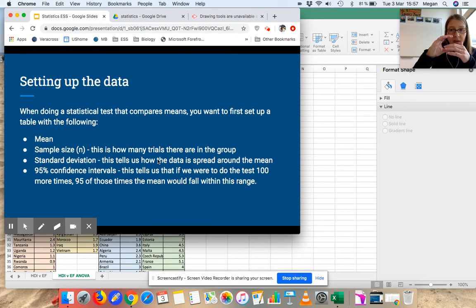Or are all the countries in that group really close to around 5, or are they spread out quite a bit? So a larger standard deviation gives us less reliability in what the mean actually is, whereas a closer one is saying that it's grouped together pretty closely around the mean.